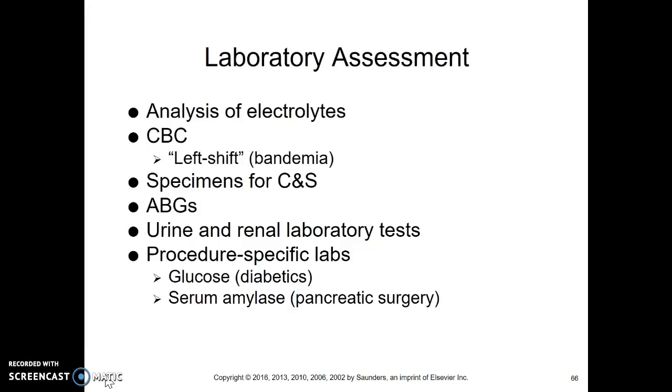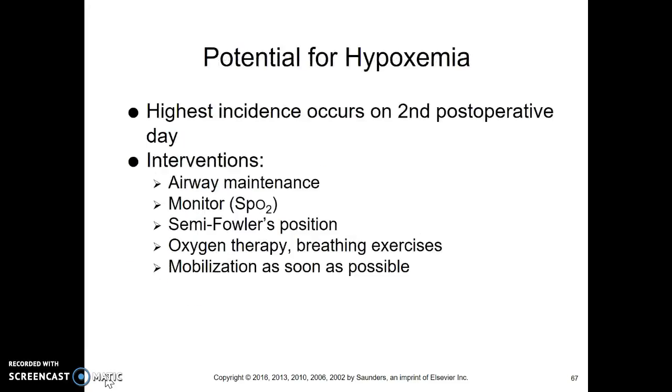You may be obtaining specimens for culture and sensitivities. Arterial blood gases might be done to look at the acid-base balance in a patient. Urine and renal laboratory tests are done at times. And then for diabetics, glucose, of course, is monitored very closely because it ties in with a high infection rate. And serum amylase is often ordered for pancreatic surgery to look at that level.